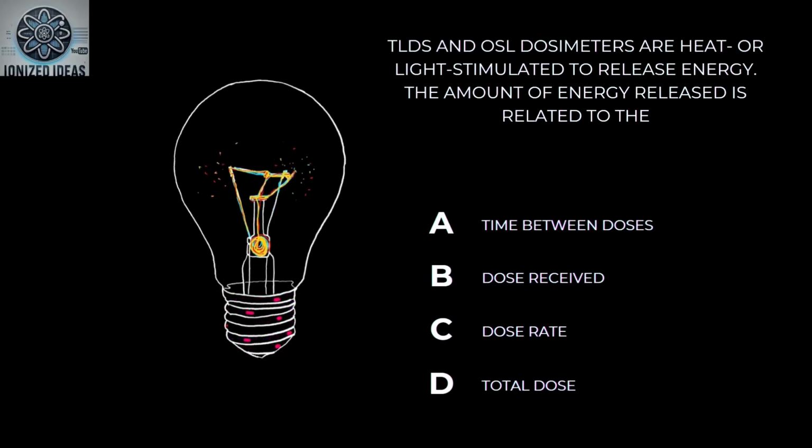TLDs and OSL dosimeters are heat or light stimulated to release energy. The amount of energy released is related to the A. Time between doses, B. Dose received, C. Dose rate, D. Total dose.